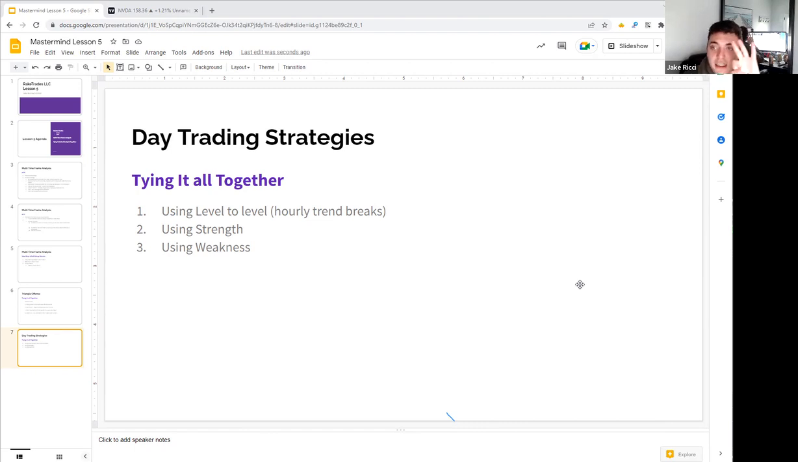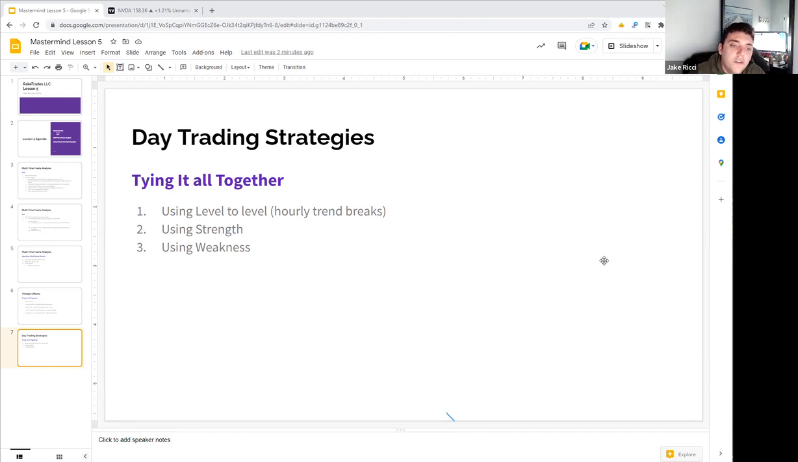But these are the three: level to level, using relative strength, and using relative weakness. That's from a strategy perspective. As a wise man once said, that's it, homie. That's it.